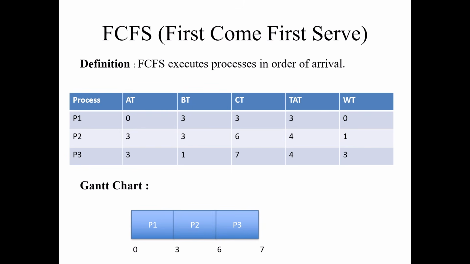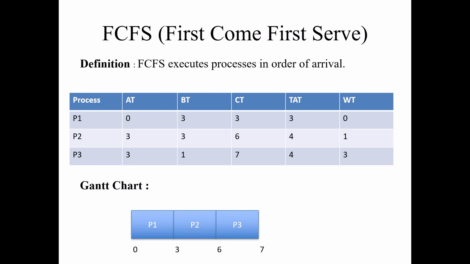First one is FCFS, that is first come first serve. The process that arrives first gets executed first. Once the process starts, it will finish completely. First arrange the processes based upon the arrival time. Here the order is P1, P2, P3. We need to draw the Gantt chart.